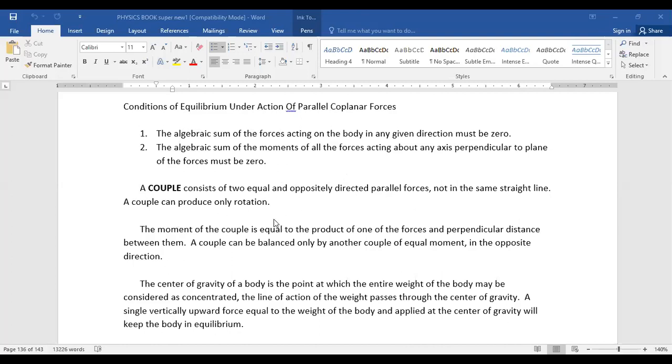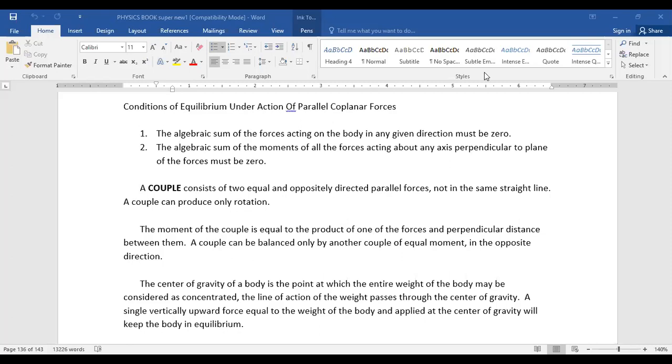Okay, then we have a couple, which consists of two equal and oppositely directed parallel forces, not in the same straight line. A couple can produce only rotation. The moment of the couple is equal to the product of one of the forces and the perpendicular distance between them. A couple can be balanced only by another couple of equal moment in the opposite direction. When you say couple, the forces have the same magnitude but lie in opposite directions.